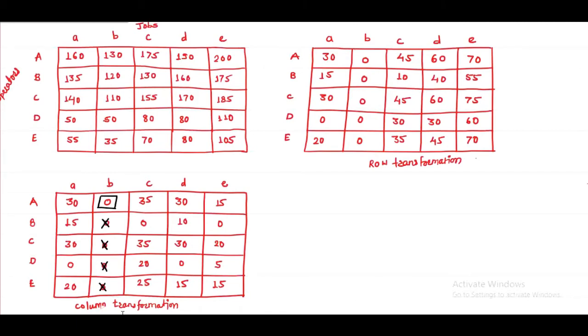Then in the second row there are 2 zeros, so go to the third row. In the third row no 0 is available, so we'll go to the fourth row. In the fourth row there are 2 zeros, so we'll go to the next row. In the next row no 0 is available, so after the row-wise assignment we'll go with the column-wise assignment.